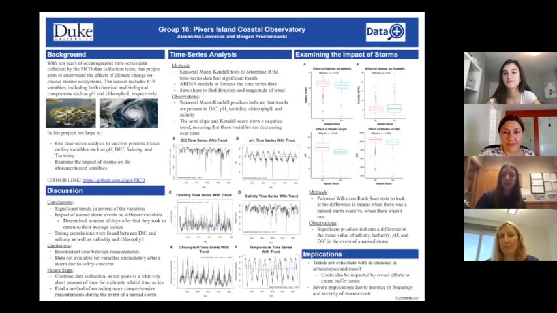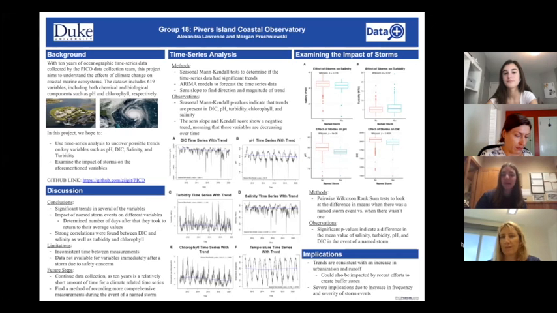To make sure that we actually had a trend in our data. And then we used ARIMA models to forecast the time series data. And we tested the ARIMA functions with ACF and PACF plots, as well as the Ljung-Box test. And so that's what we use to see the future direction of the data.